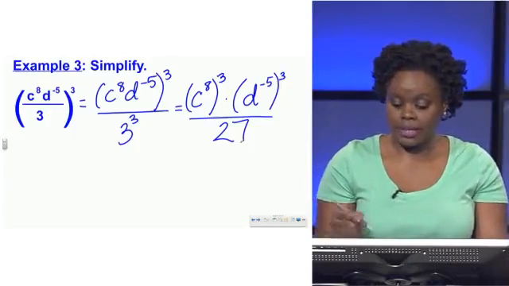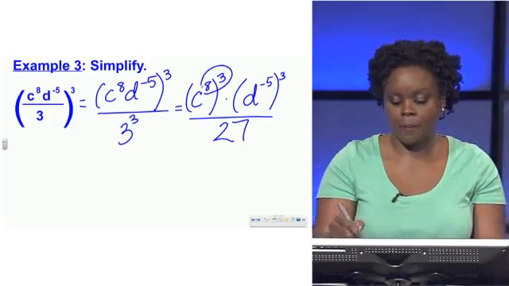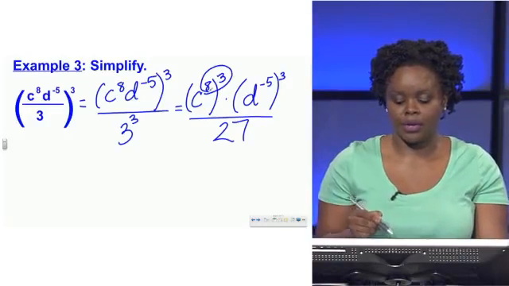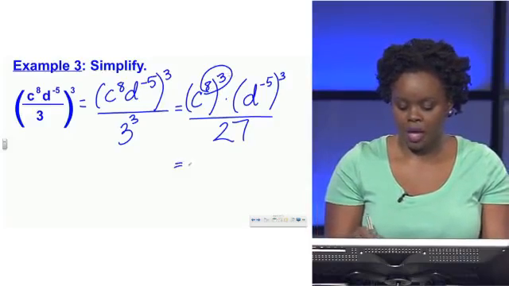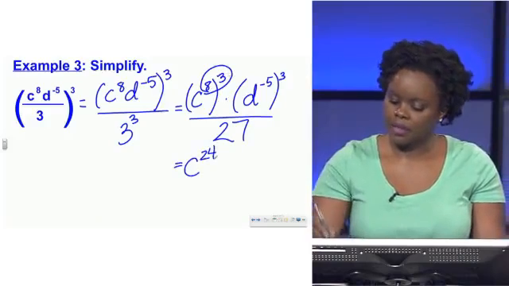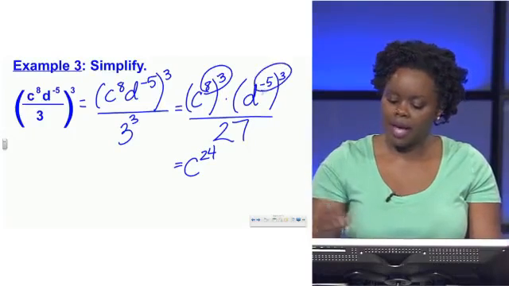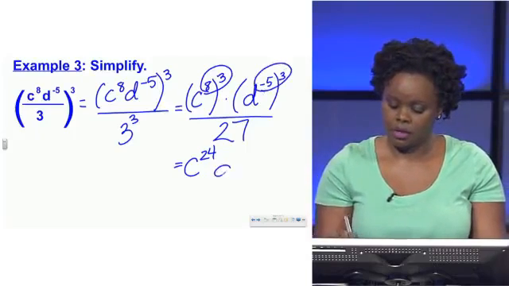So you know about raising a power to a power, right? So in this case, you need to multiply your exponents together. So 8 times 3, that's 24. So that first part becomes c to the 24th. And negative 5 times 3, that's negative 15. So d to the negative 15th.